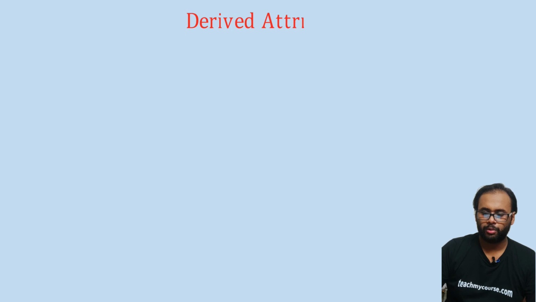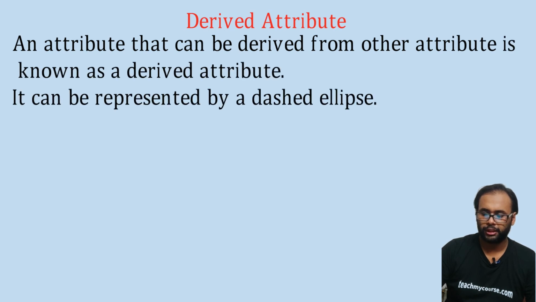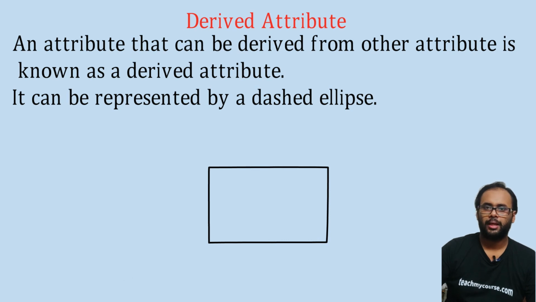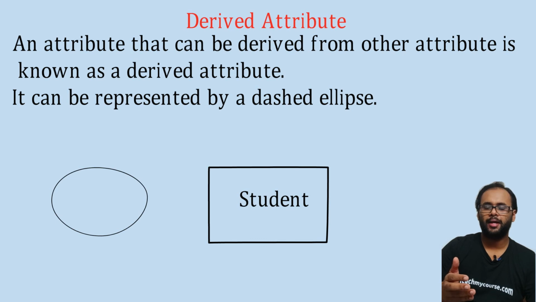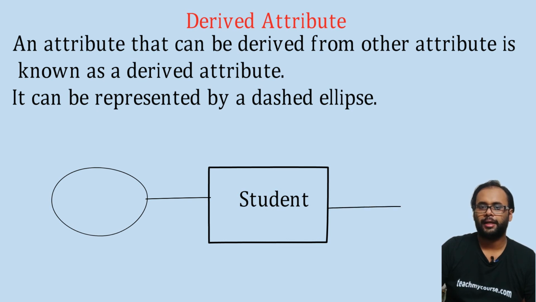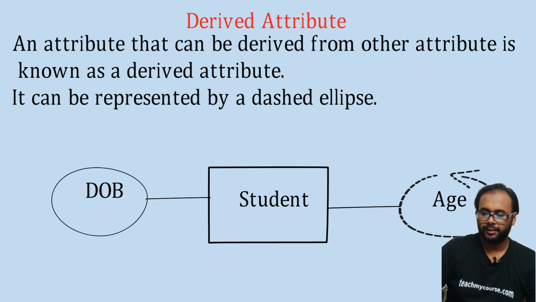So what is a derived attribute? An attribute that can be derived from another attribute is known as a derived attribute, and it is represented by a dashed ellipse. Like the entity student has a date of birth, and based on that date of birth his age would be decided. So age is not independent, it is rather dependent on the date of birth of the person. So DOB, the date of birth, is normally represented using an ellipse, while the derived attribute is age. So that is represented by a dashed ellipse.